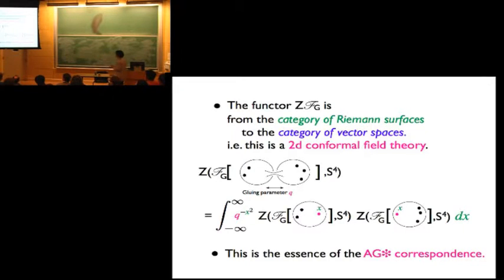functor F_G. But I'd like to extract an even simpler object. Because, well, I don't know which is simpler, but the axioms of 2D CFT are pretty complicated. And also, it depends on this gluing parameter, the length of the tube, q. So I'd like to really extract something which doesn't depend on q at all.